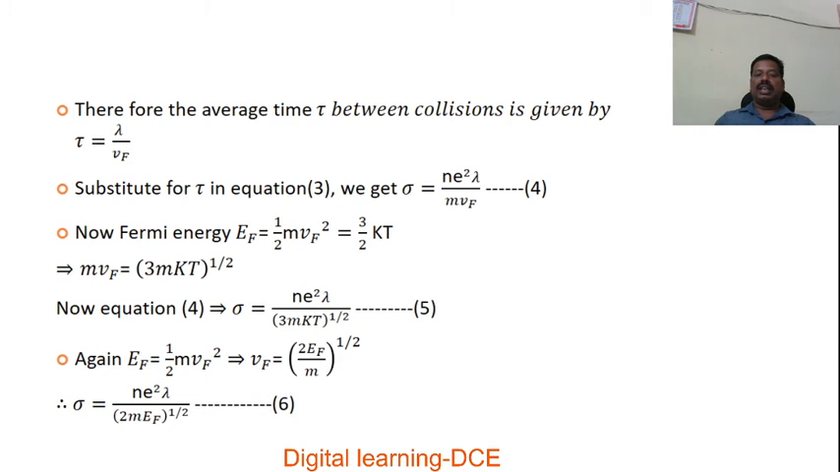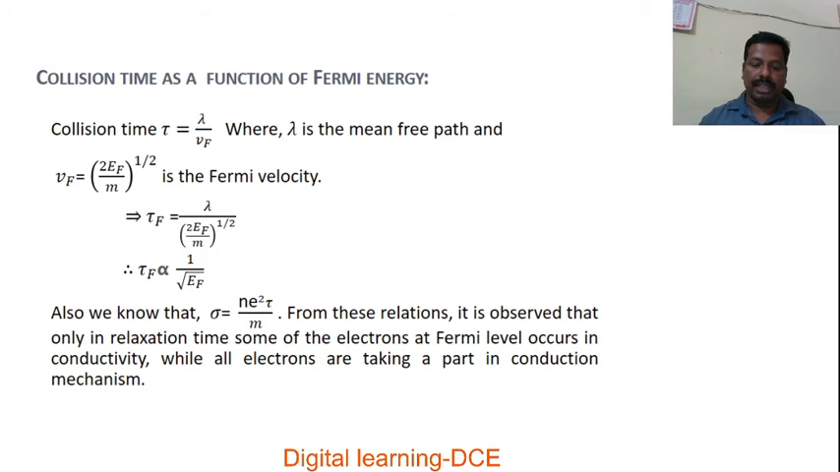Substitute this in equation 4 and simplifying, we have sigma is equal to Ne squared lambda divided by (2mEf) to the power of half. This is another expression for electrical conductivity. Next concept, collision time tau as a function of Fermi energy.